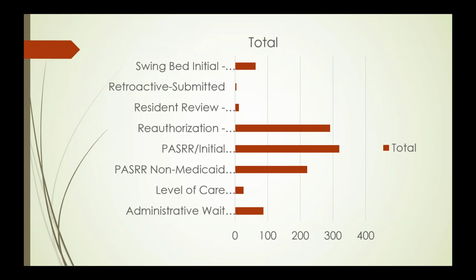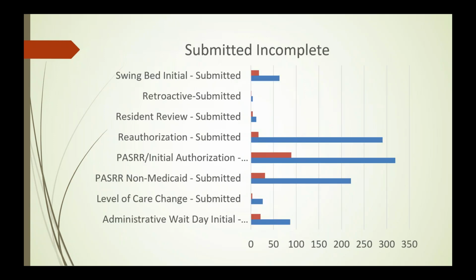So you'll see the initials, or the initial nursing home admissions or PASRR level 1 screenings, are the most of what we receive, followed by reauthorizations, followed by our PASRR level 1 screenings for non-Medicaid residents or patients. Next slide, please.